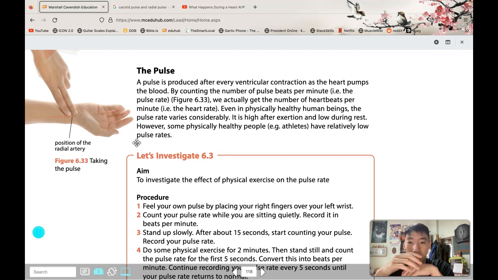So for healthy human beings, the pulse rate can vary considerably. It usually is from like 60 to 100, around there. I think most of us, our pulse rate should be around like 60 to 70 if you're healthy. And some healthy people, like athletes, have trained their heart so much that their pulse rate is even lower than normal, because their heart is so strong. So one of their beats can be worth like an average person's 2 beats, that kind of thing. So their pulse rate tends to be lower.